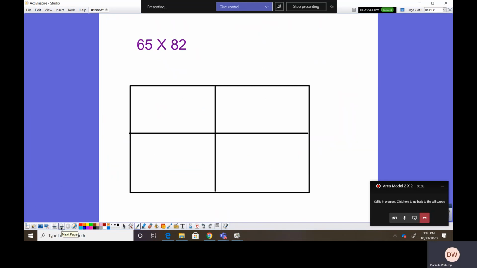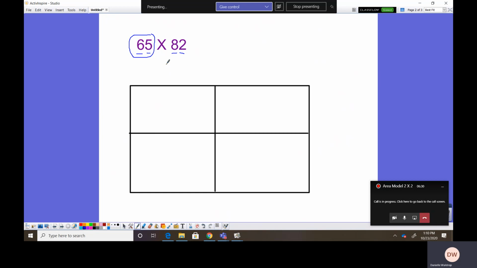All right, so let's do 65 times 82. Okay, and let's work this one together. And so on this one, I know that I need 4 boxes because I've got a 1 and a 10, a 1 and a 10. So I've got my 4 boxes that I need for this when I do my expanded form. And so when I do expanded form, let's do our 65 first. What is 65 expanded form?